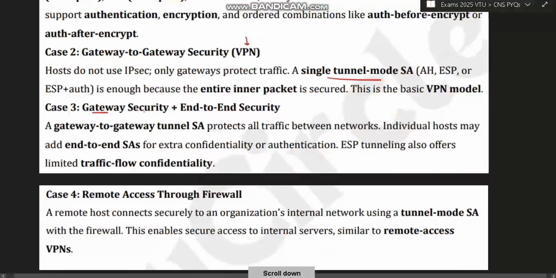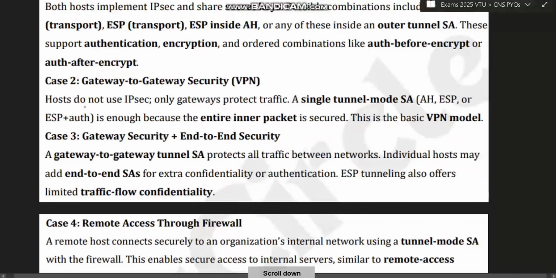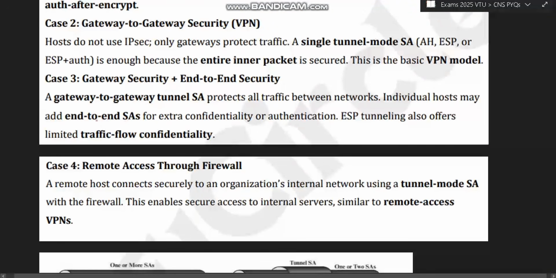Next, gateway plus end-to-end, which is case one plus case two. If you include both, that gives a very high level of security. It also offers traffic flow confidentiality. End-to-end SAs are present for extra confidentiality or authentication, and we will also have the gateway-to-gateway tunnel SA. So the gateway tunnel will be present, and inside it the individual end-to-end SAs will also be present.